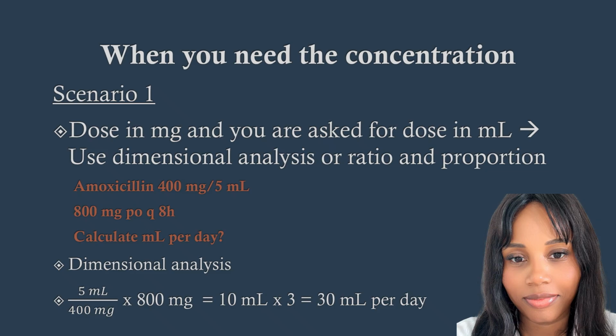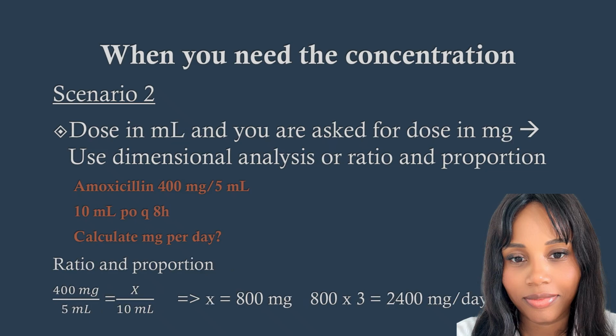Now, if you want to learn more about dimensional analysis, I have a video on dimensional analysis in my channel, so check it out. So you'll set it up, so you'll have 5 ml over 400 milligram times 800 milligram. So milligram cancel out, so you have 10 ml. So 10 times 3, because it's 3 doses per day, so that's 30 ml per day. So in this scenario, for milligram to ml, you needed to use the concentration. Use dimensional analysis or ratio and proportion to find the answer.